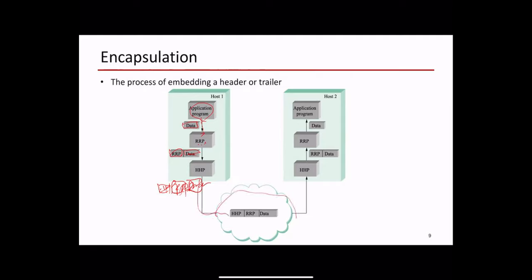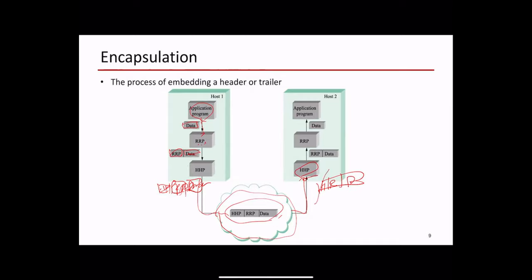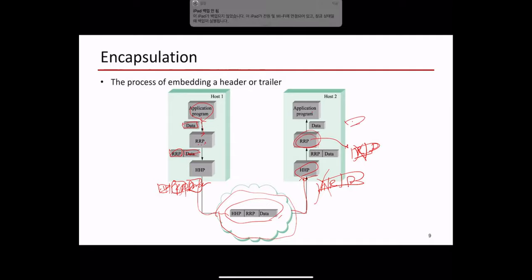It goes here, and you receive these messages: HHP, RRP, data. From here, you know how to deal with it because you know the protocol. Then I can remove HHP. From here, you have RRP and the data. You know how to deal with the RRP, then you can decode it properly. Then you will see the data, and you are able to see the data on your application. That is the encapsulation, okay? You may add a header, or you may add a trailer.